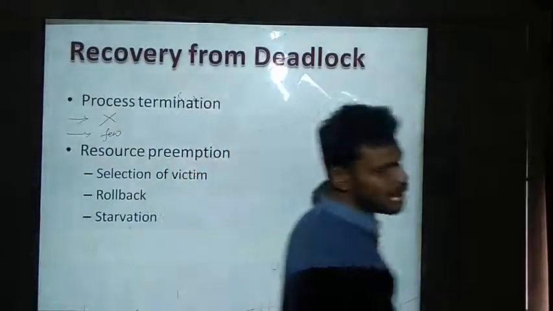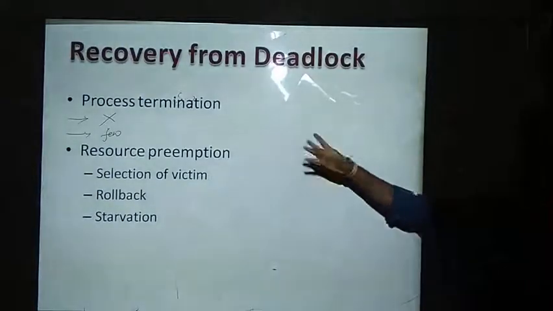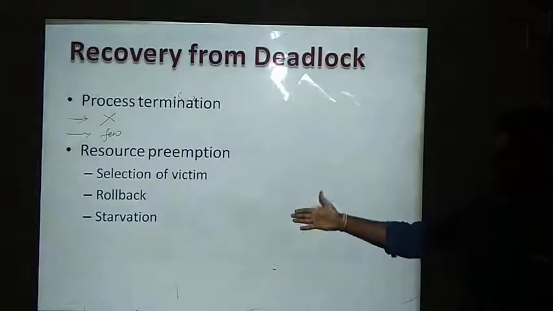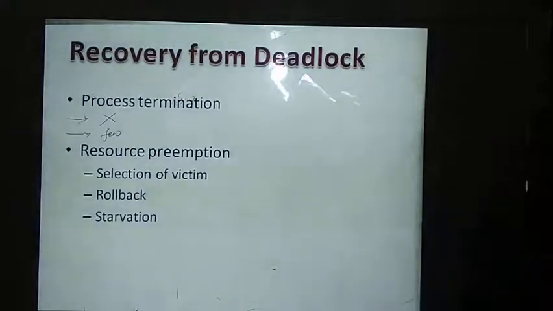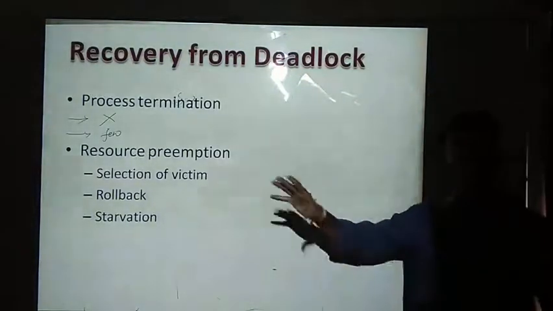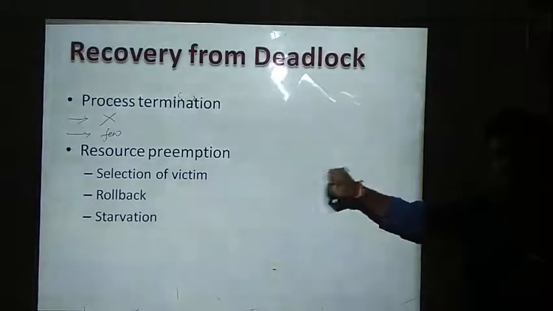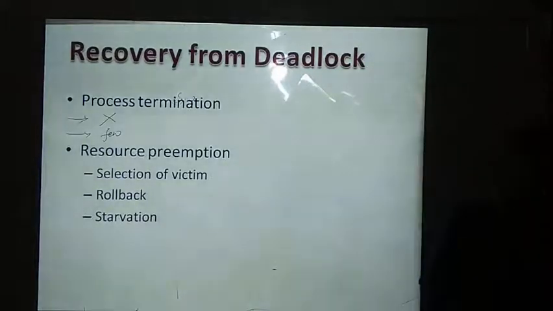The second one we are discussing is resource preemption. In this method, resources are deallocated or preempted from some processes and allocated to some other processes so that they can be executed. In this, the first step is selection of victim: which process has to be preempted, from which process we need to take out the resources. That becomes a difficult task.